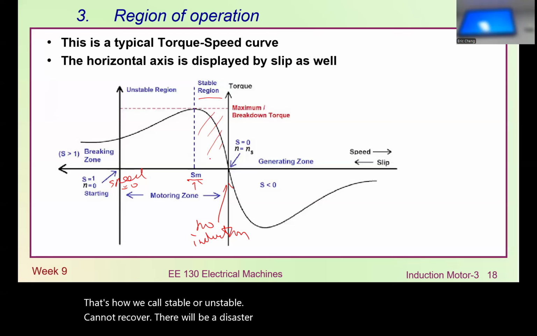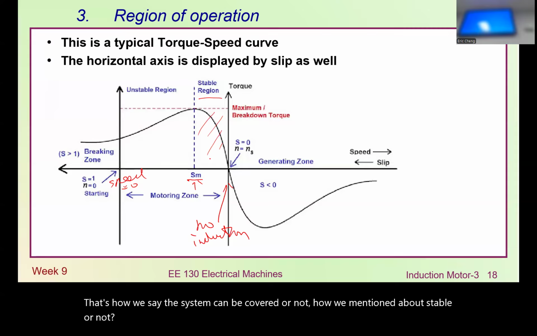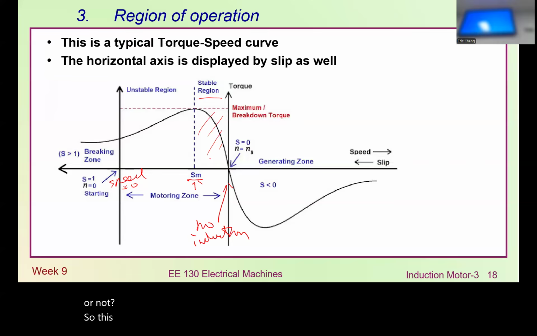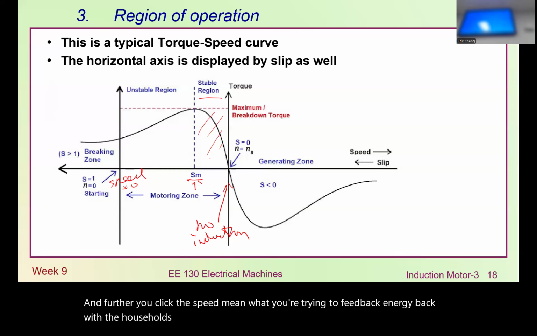So similar to here, you think that would be the more favorable region for that kind of operation? That's how we say the system can recover or not, how we mention stable or not. So this line means the speed. Zero speed increases to the maximum speed, and a further increase in speed means you try to feed energy back to the households, right? We don't consider this at the moment.